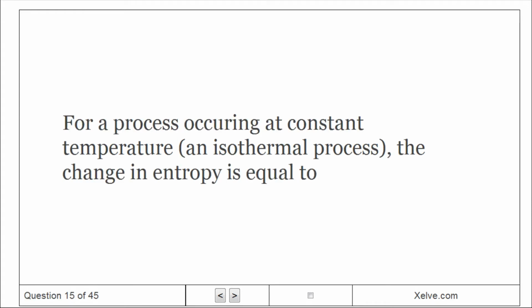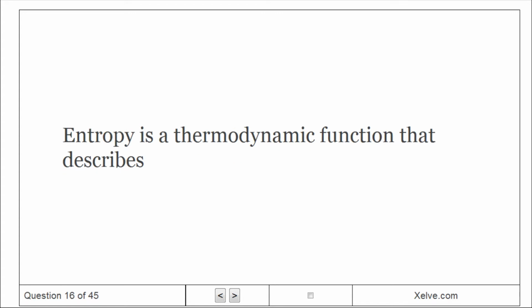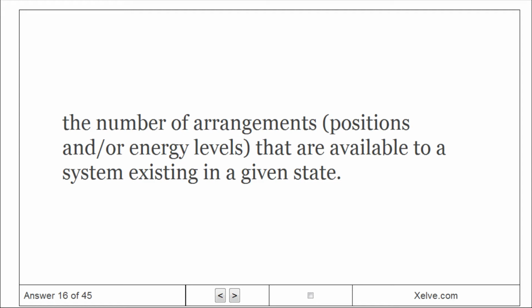For a process occurring at constant temperature, the change in entropy is equal to the heat that would be transferred if the process were reversible divided by the temperature. Delta S equals q reversible over T. Entropy is a thermodynamic function that describes the number of arrangements that are available to a system existing in a given state.